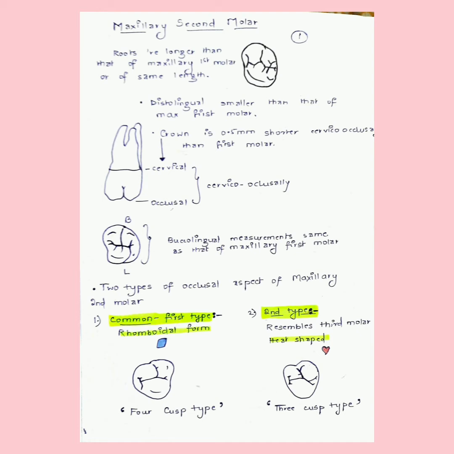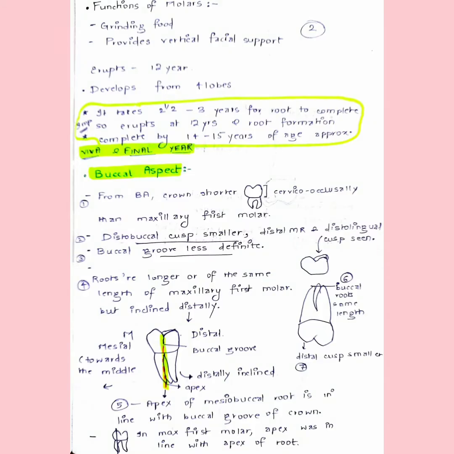Two types of occlusal forms are seen. First is rhomboidal, that is the 4 cusp type, and second is the third molar type or heart-shaped type, in which the distolingual cusp is either very small or completely missing. From the buccal aspect, it is shorter cervico-occlusally, and the distobuccal cusp is smaller, and because of this we can see the distal marginal ridge and distolingual cusp.